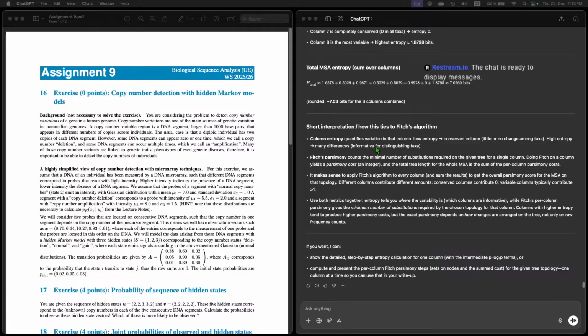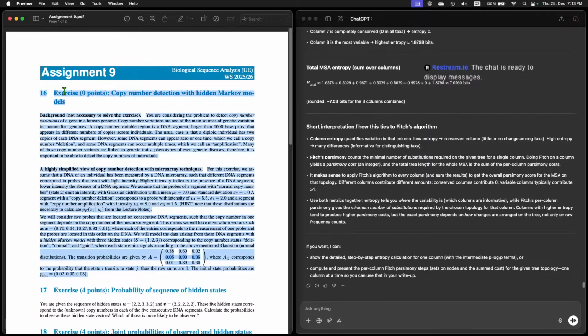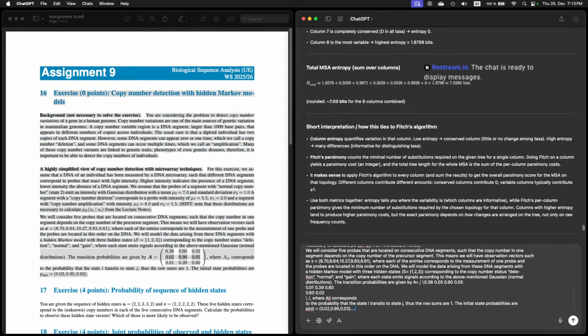Short interpretation, how this ties to the Viterbi algorithm. Oh, that's different. Let's just copy paste this and see what this question is about. Okay, from the looks of it, I need to understand.